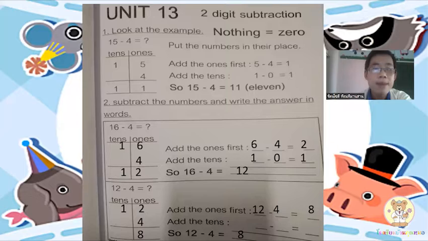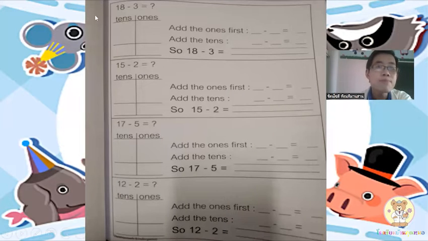Okay, everybody, next page. Number 18 minus 3. Again, you need to expand number 18 first. Number 1 is placed in the tens and number 8 is placed in the ones. And after that, we need to bring number 3 in the ones because there is only 1 digit number. And after that, we need to subtract number 8 and number 3 in the ones. 8 minus 3 equals 5. 1 minus 0 equals 1. So we can conclude that 18 minus 3 equals number 15. You need to write number 1 in the tens and number 5 in the ones.